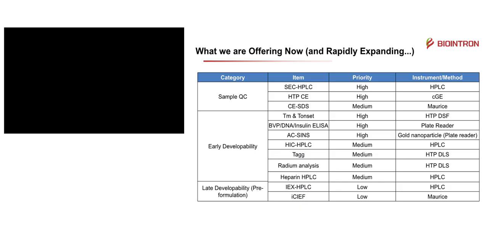And we have a package called early developability, including thermostability, TM and T-onset, PSR, ELISA for non-specific interaction, AC for self-aggregation, HIC for hydrophobicity, TAG for aggregation in formulation buffers, and also rhythm analysis for any chance you will get soluble aggregates in solution.